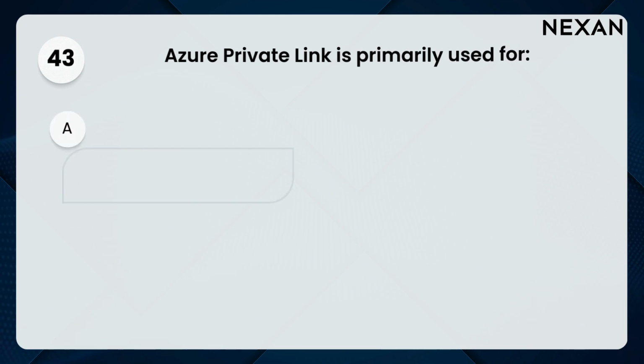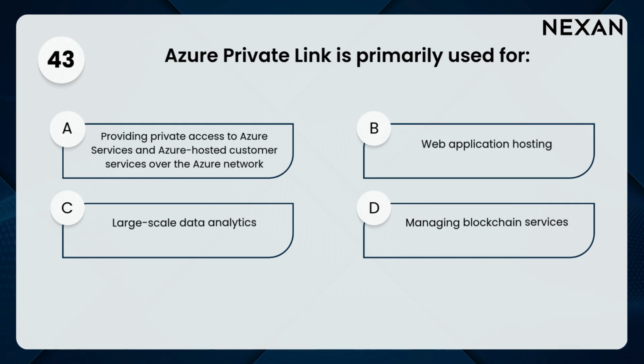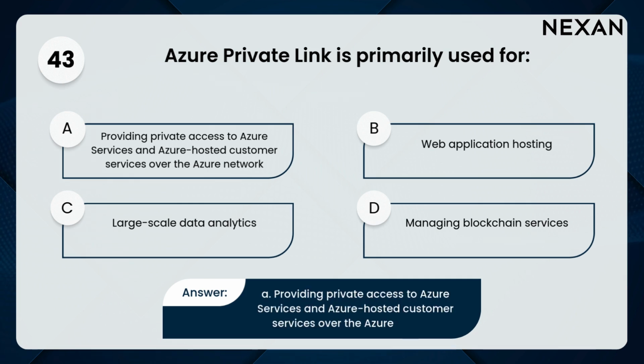43. Azure Private Link is primarily used for A. Providing private access to Azure services and Azure-hosted customer services over the Azure network. B. Web application hosting. C. Large-scale data analytics. D. Managing blockchain services. Answer. A. Providing private access to Azure services and Azure-hosted customer services over the Azure network.